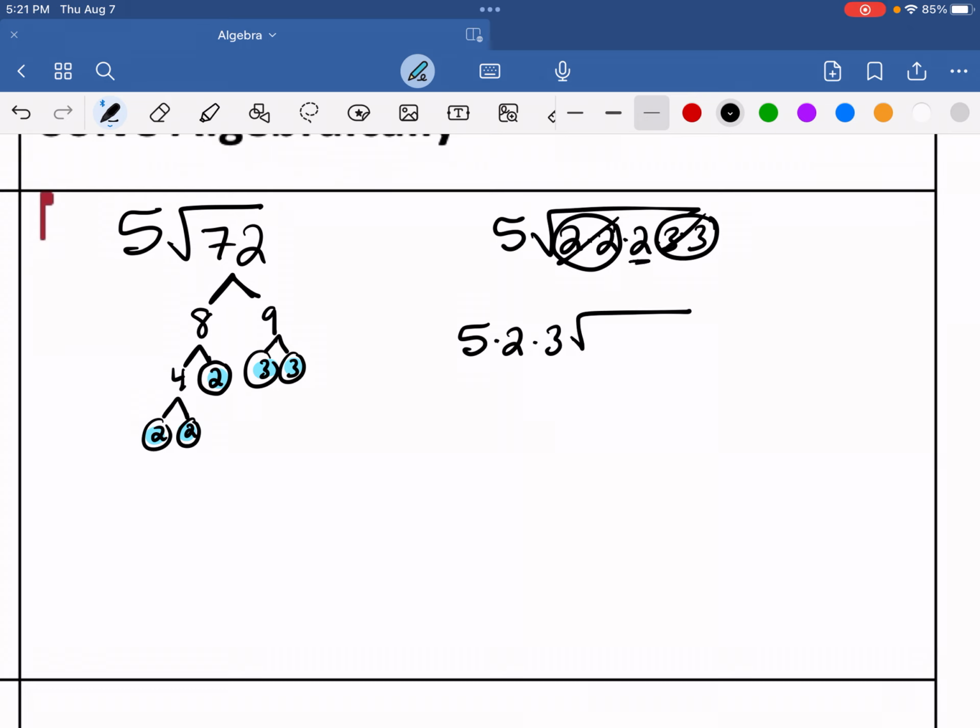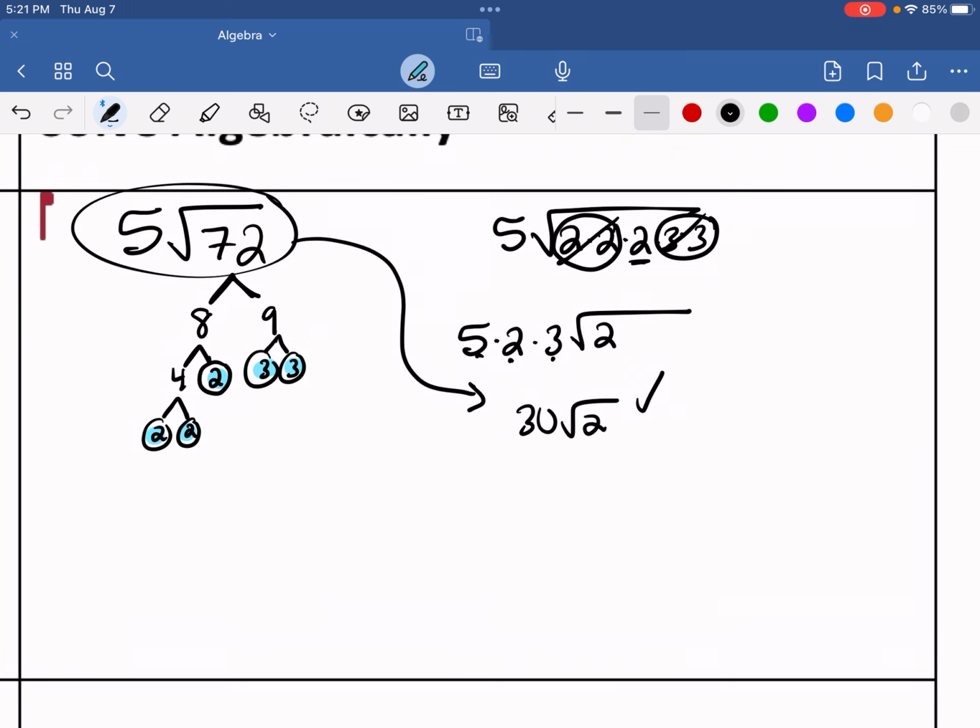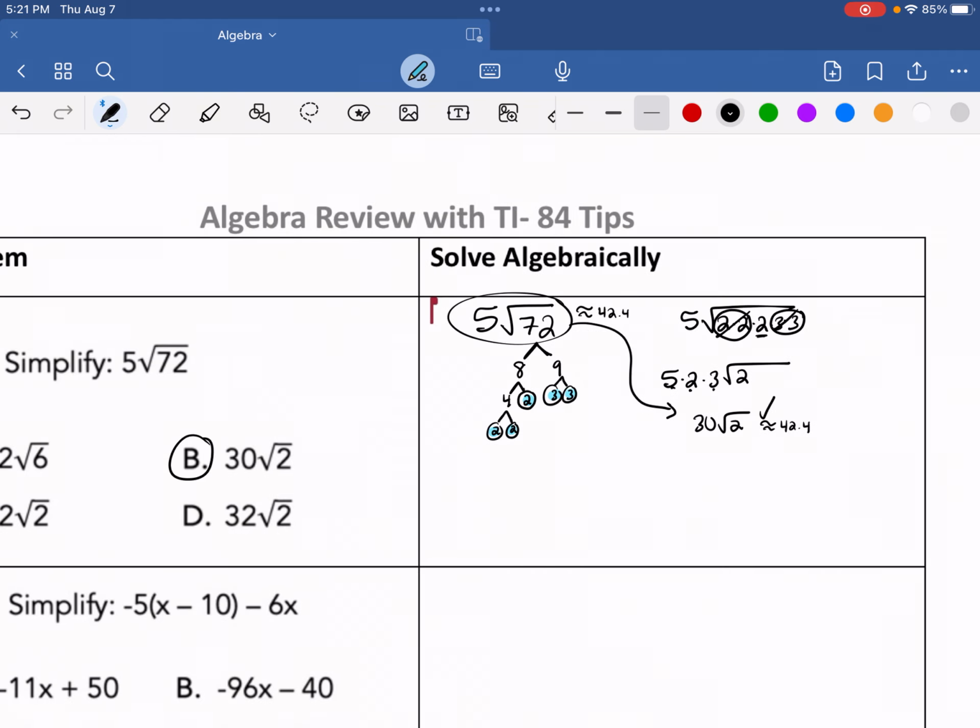And inside is this 2 that gets stuck. So then my final answer would be 5 times 2 times 3. 5 times 2 is 10 times 3 is 30, and then radical 2. And that would be my final answer. So it means that 5 square root of 72 simplifies to 30 radical 2. You can check your answer on the calculator. If you put it in, it should give you the decimal 42.4. And if you put this one in, it should give you the same decimal 42.4. So the answer was B.